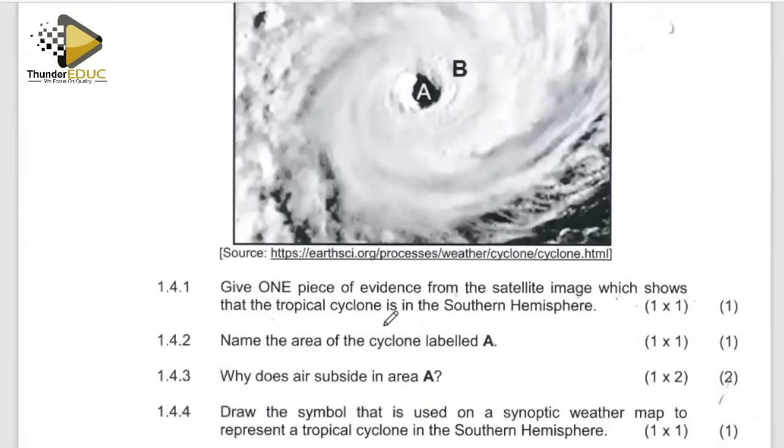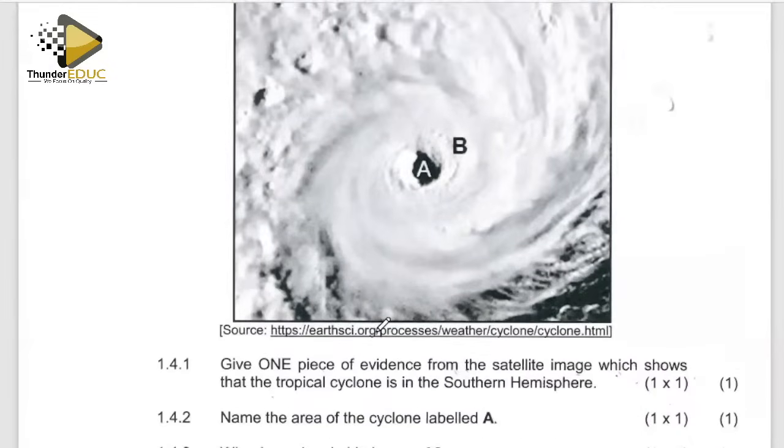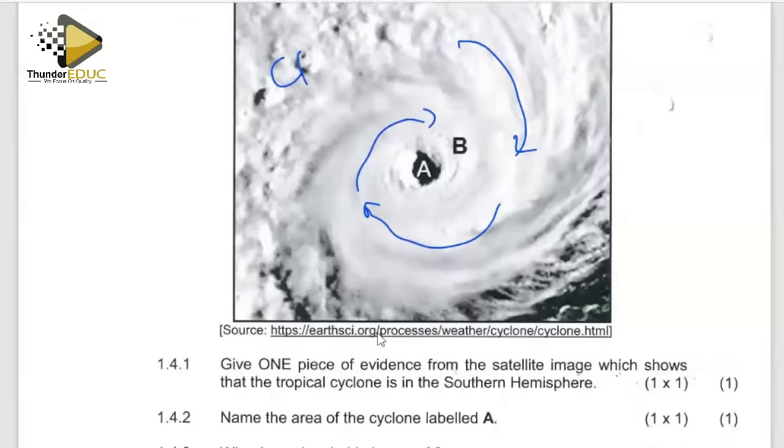Give one piece of evidence from the satellite image which shows that the tropical cyclone is in the southern hemisphere. The evidence which suggests to us that this tropical cyclone is in the southern hemisphere is the circulation. If we check our cloud here, it shows that it's circulating in this direction. So it's because of clockwise circulation.